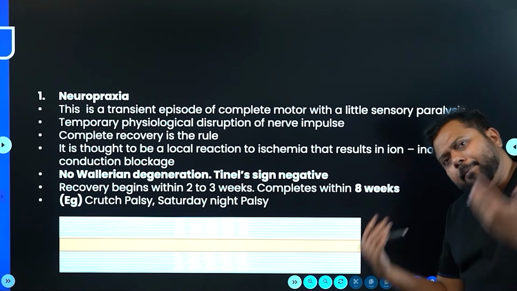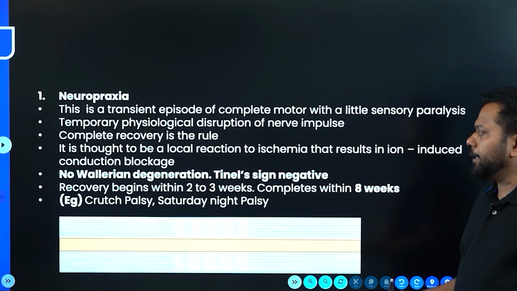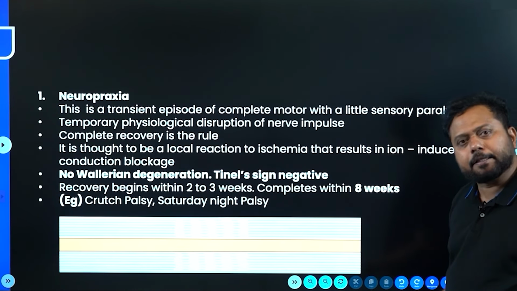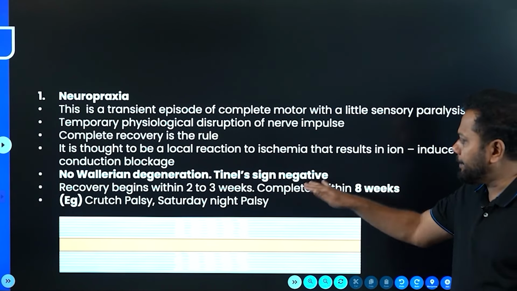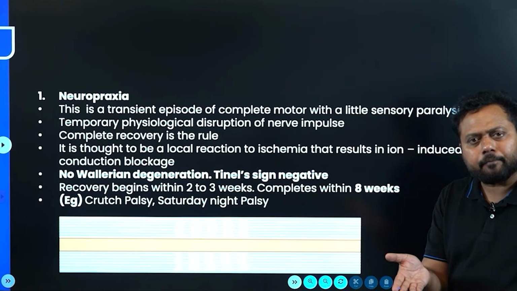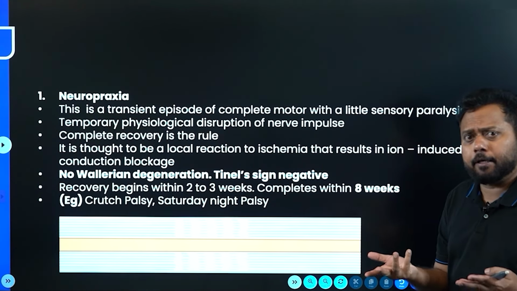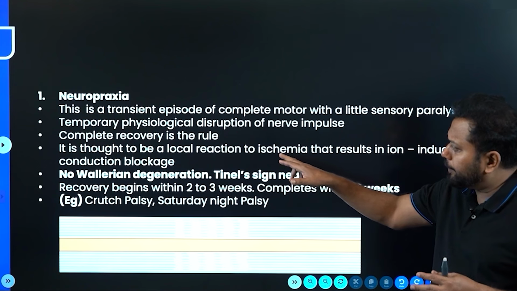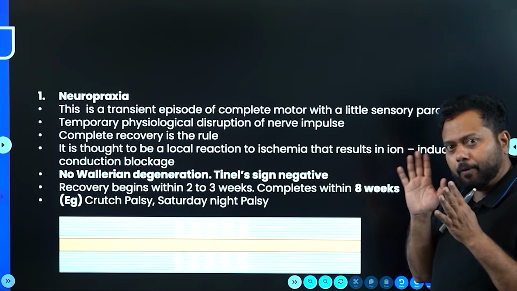Since there is no anatomical disruption, no Wallerian degeneration. When Wallerian degeneration is there, there is the question of Tinel sign. When there is no degeneration, how will regeneration happen? Tinel sign is a sign of regeneration. No degeneration means no need of regeneration. Nothing is lost. It's just physiological. That's why I am using the word physiological disruption. That means no anatomical damage. Okay.